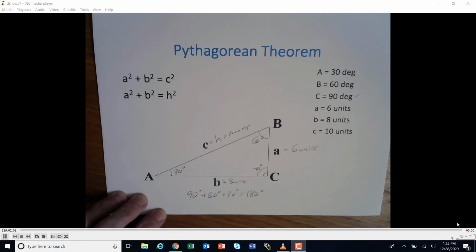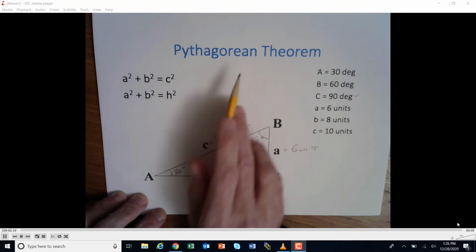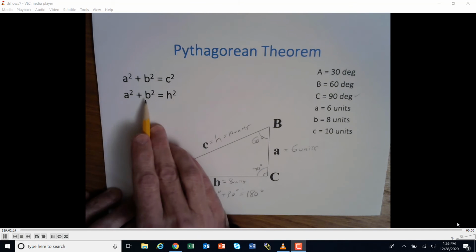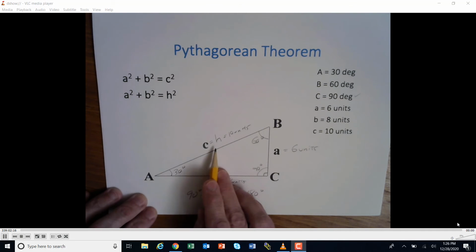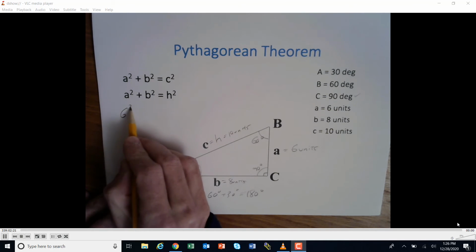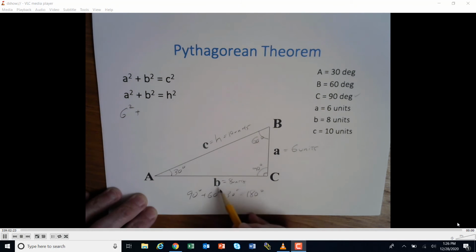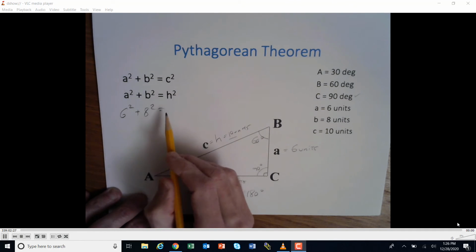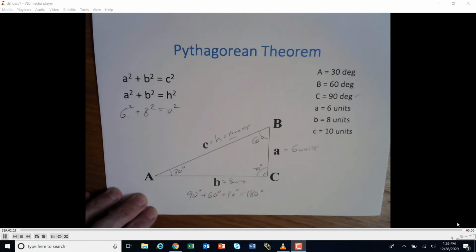So let's see if that makes sense, because you can't just arbitrarily throw numbers on here. They actually have to match up and meet the requirements of the Pythagorean theorem. So we have a squared, according to this, plus b squared equals c squared or h squared. So let's try it. We have 6 squared plus b squared, which is 8, 8 squared equals 10 squared. And those would have some units on them. So let's just check it.